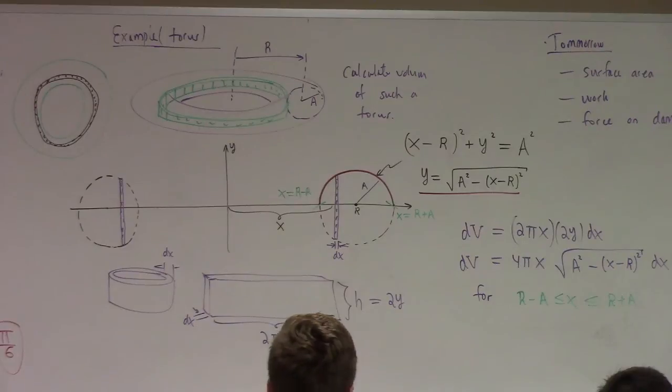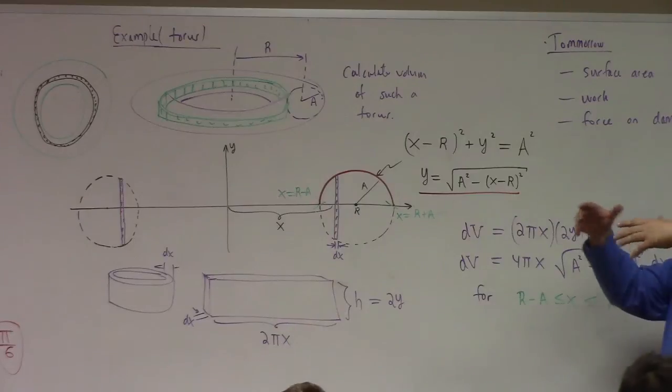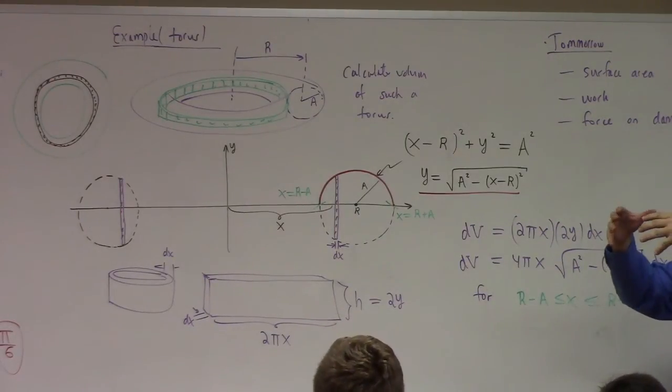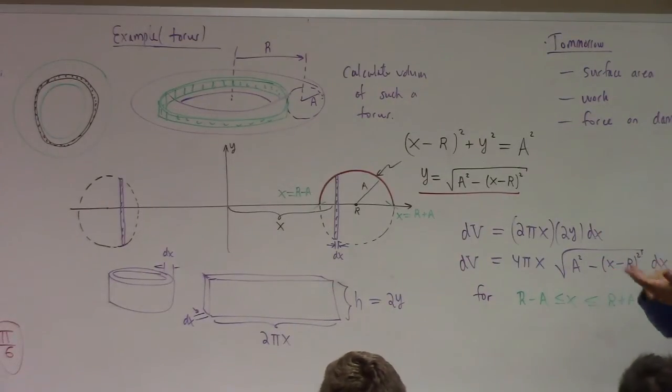you might say, well, I don't see why you used cylindrical shells here. You could have used washers, right? You could imagine slicing the donut up into a bunch of pineapple rings stacked on top of each other. Chop, chop, chop. You could do that. That's true. That's another way you could calculate the volume of the donut, of the torus.